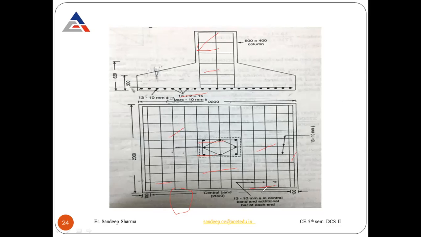So here we have 13 bars of 10 mm dia along the longer side. This is the steel on the longer direction, and this one is the steel on the shorter direction. So when we are considering the shorter direction, we are considering the moment along this axis, and when we are considering the steel on the longer direction, then we are considering the moment along this side.